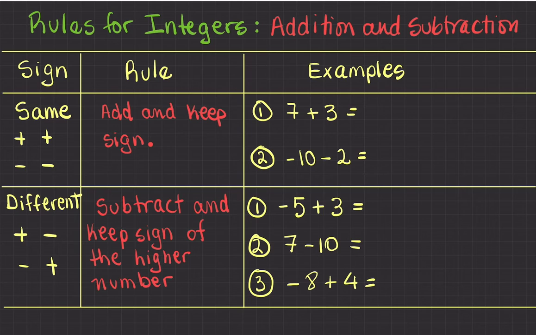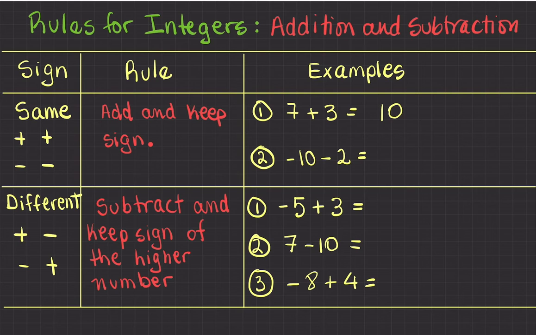7 plus 3, this is an addition that we have seen since first grade, but let's see if this follows the rule. If I don't see any sign in front of the 7, it's because this is a positive, right? So I have two positive numbers here, so it's same sign, both positive, so I need to add and keep the sign. So I add 7 and 3, I get 10, and keep the sign, which is a positive. I don't need to write that positive.